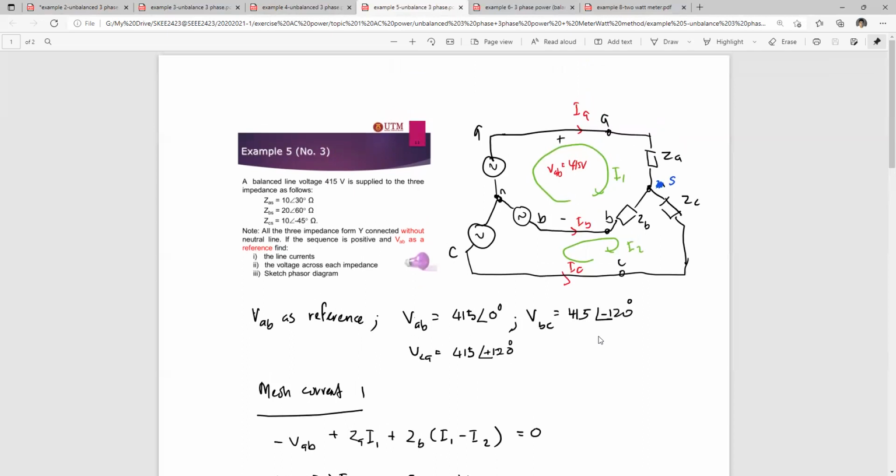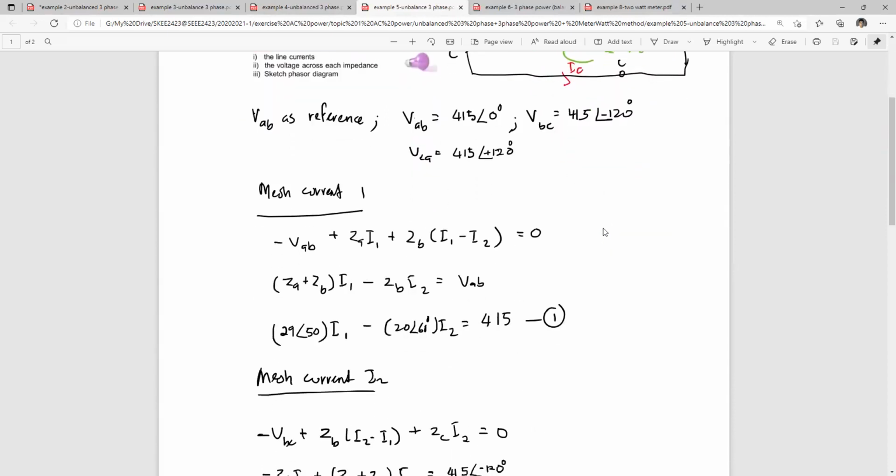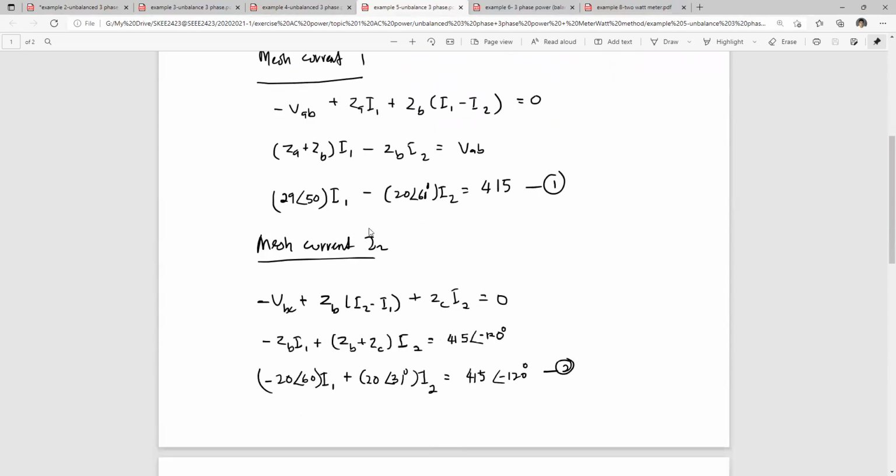And then after that, you have already got all the information. All the voltages are known, and the impedance values are also known. Then you can draw or analyze the circuit by using mesh analysis. Right now we have two loops, so you can just use I1 and I2. From here we can get the equations for mesh current 1 and mesh current 2.